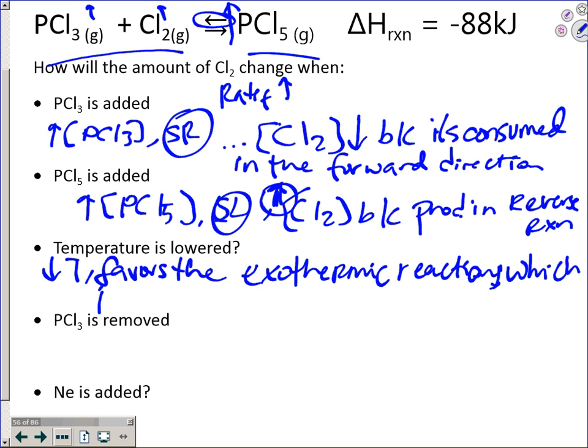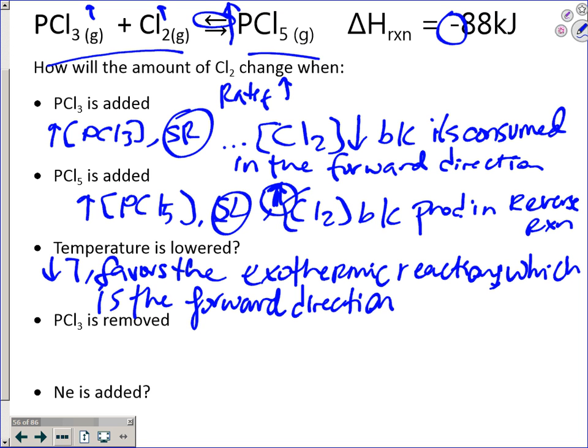The what? Why do we say forward? Because this reaction has a negative delta H, meaning it's already written in the exothermic direction, which is the forward reaction, the forward direction. So as you react in the forward direction, what happens to chlorine concentration? Chlorine concentration decreases because it is going to be consumed in the forward direction.